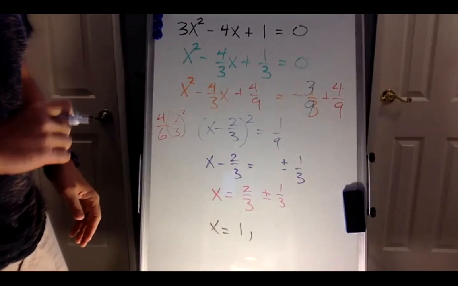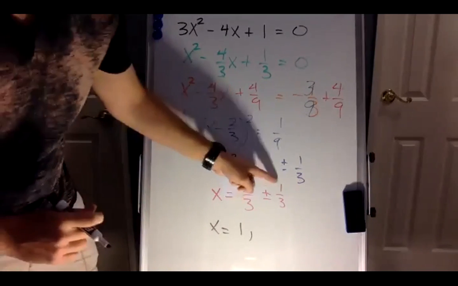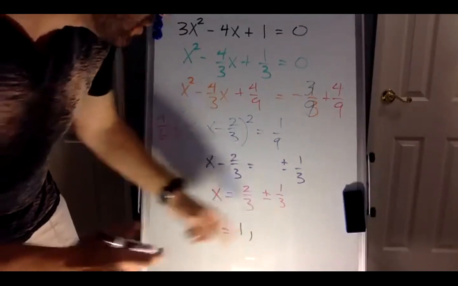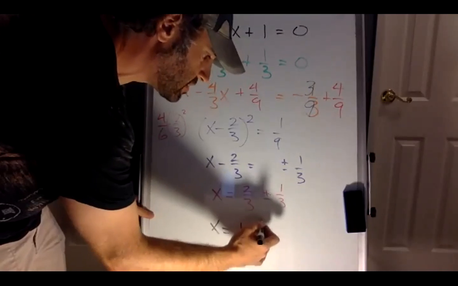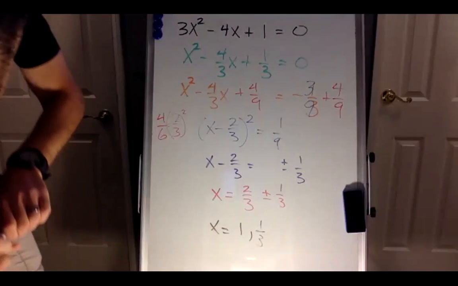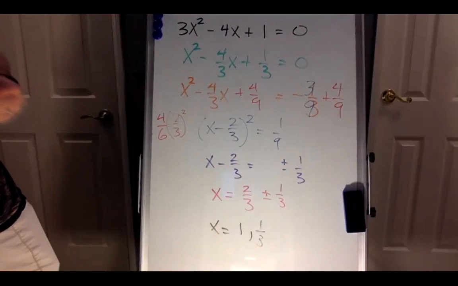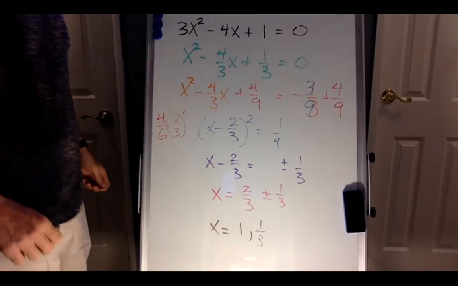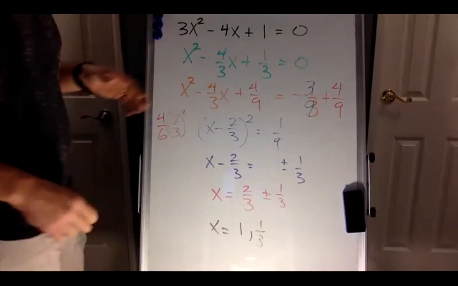Okay, let's get back to the math, please. 2 plus 1 is 3 over 3 is 1. Okay, 2/3 minus 1/3 is 1/3. So those are your two answers. Hopefully that didn't make us go late on this. Okay, any questions about this process?